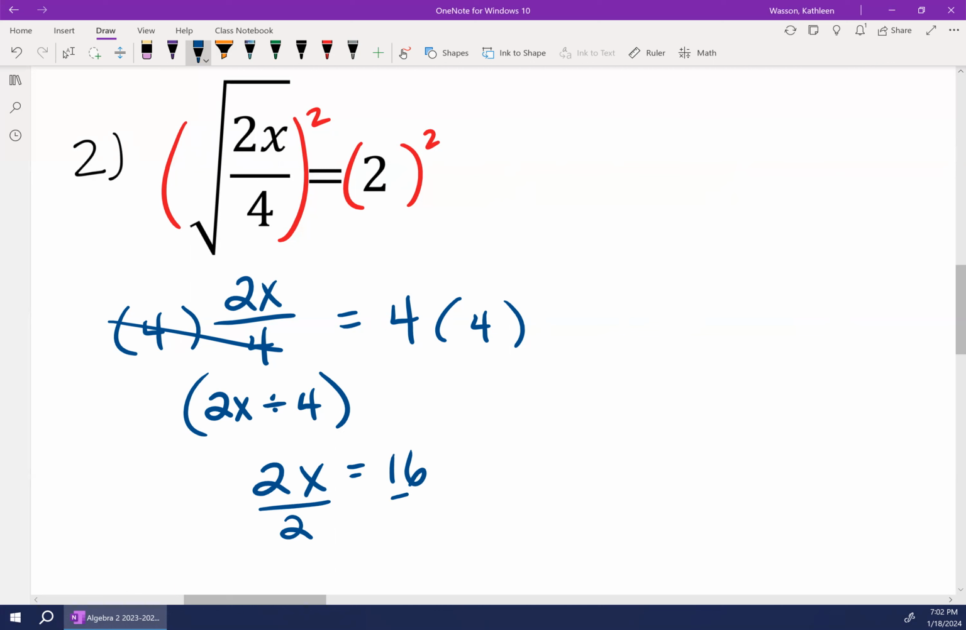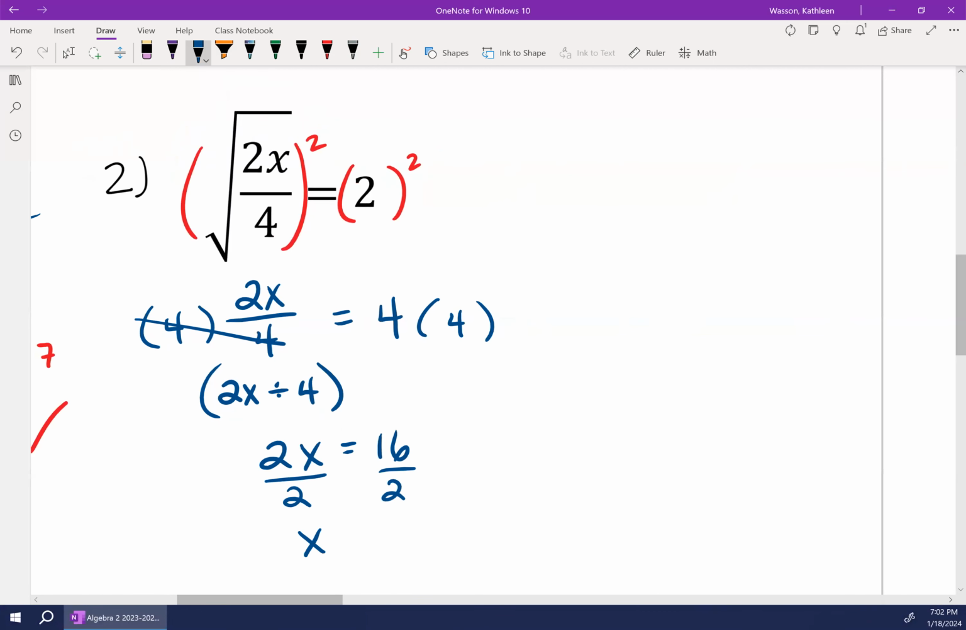Divide by 2 to solve for x. And x is 8. Before I move on, I plan to check my solution.